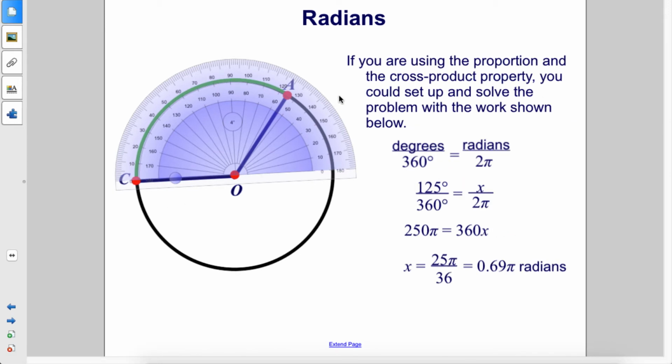If you're using the proportion and the cross product property, you could set up and solve the problem with the work shown below. Degrees over 360 equals radians over 2 pi, so that would be 125 over 360 equals x over 2 pi. Cross multiply and solve, and you get that x would be 0.69 pi radians.